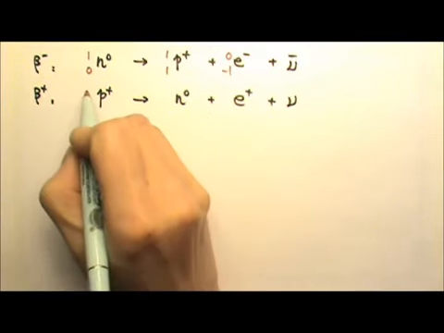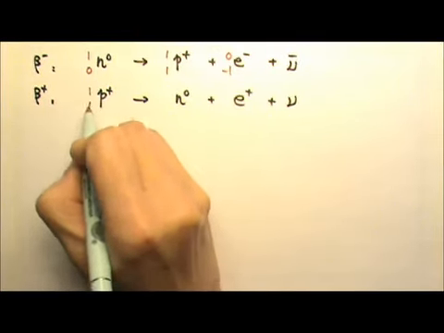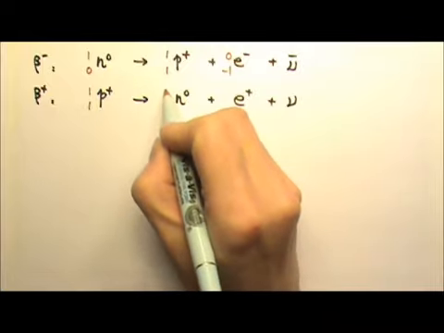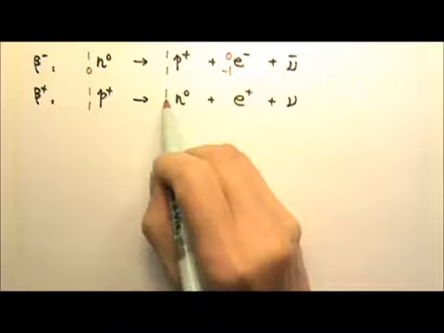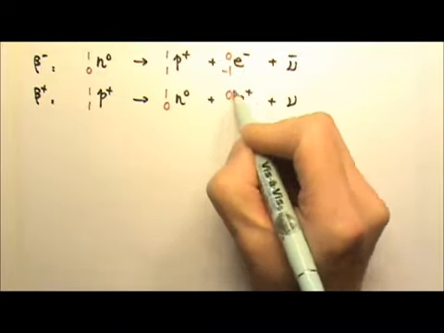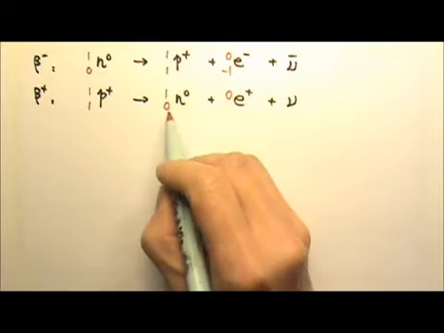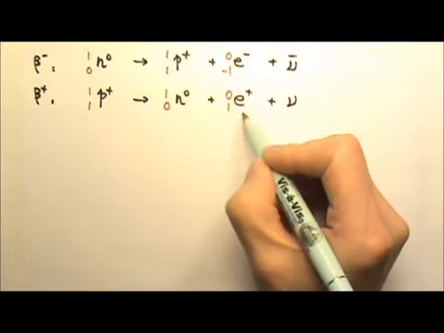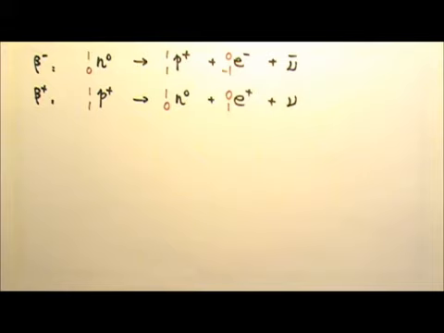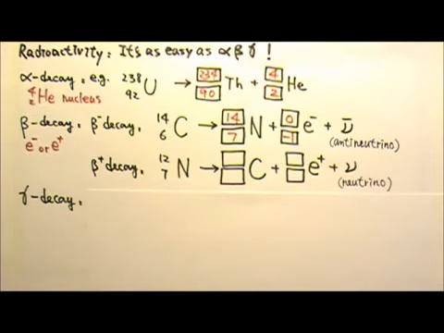A proton has 1 nucleon, 1 proton. A neutron has 1 nucleon, 0 proton. So 1 equals to 1 plus 0, and 1 equals to 0 plus 1. So we put 0, 1 over here to help us balance the equation. Now see if you can balance this positive beta decay equation.